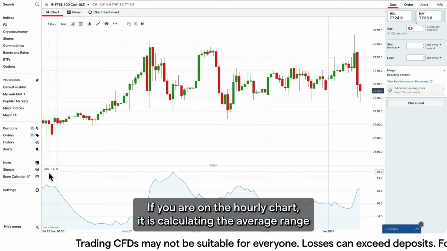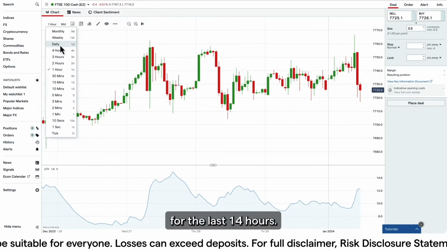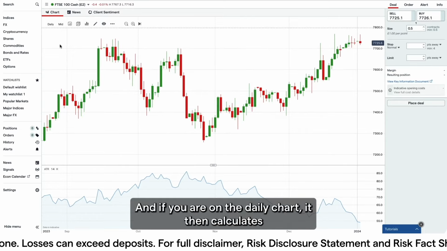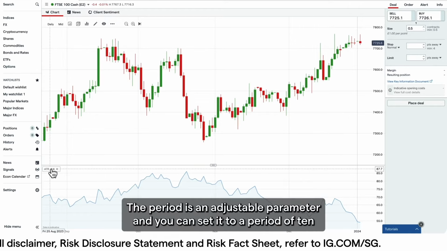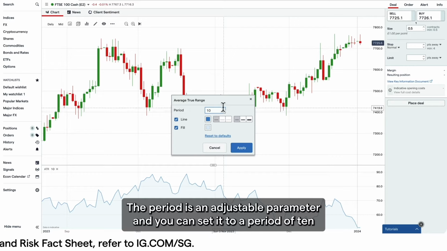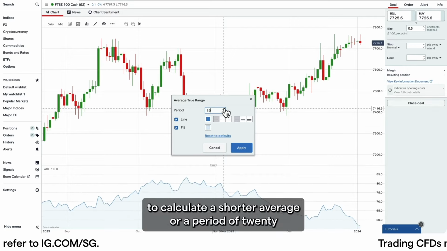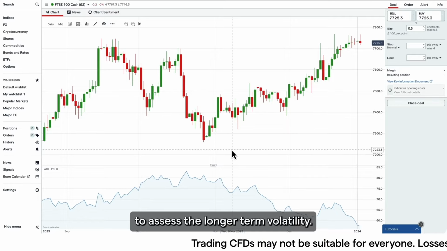If you are on the hourly chart, it is calculating the average range for the last 14 hours. And if you are on the daily chart, it then calculates the average range for the last 14 days. The period is an adjustable parameter, and you can set it to a period of 10 to calculate a shorter average or a period of 20 to assess the longer-term volatility.